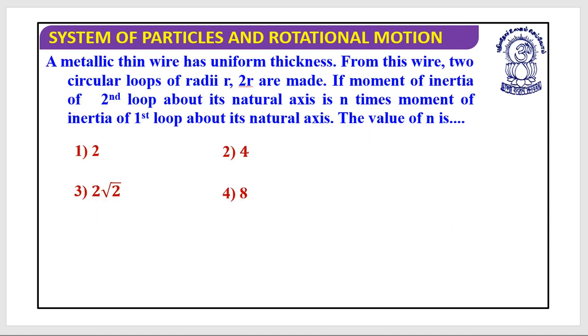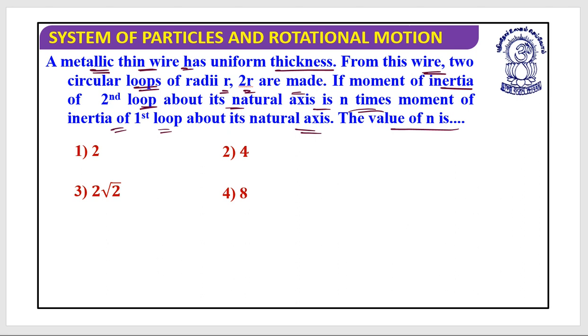Almost the same question. Let's look at this. It says that a metallic thin wire has a uniform thickness. From this wire, two circular loops of radius r and 2r are made. If the moment of inertia of the second loop about its natural axis is n times the moment of inertia of the first loop about its natural axis, find the value of n. Okay, so how will I do this?